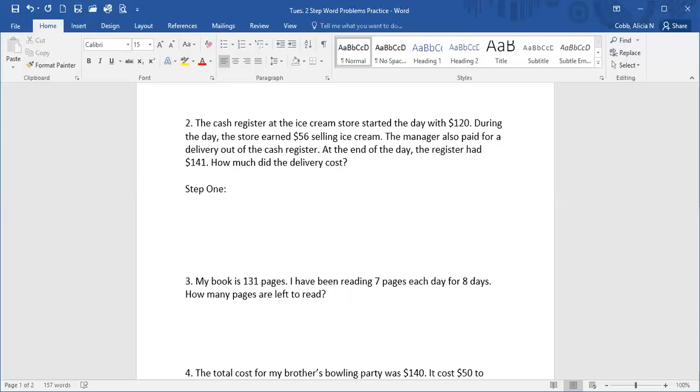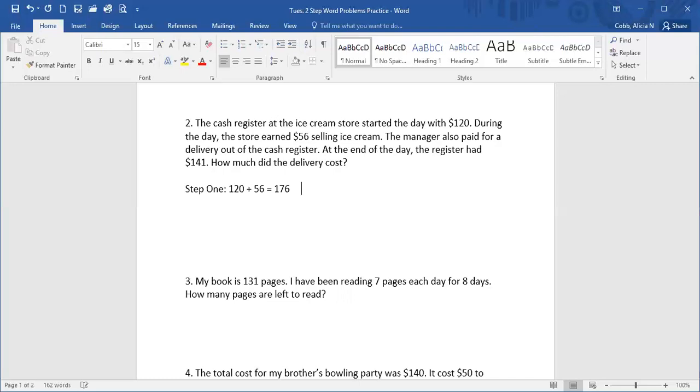So I started the day with $120. And I earned 56. So as you can see, I put a plus sign with this step because if I've earned something, that means something has increased, which means I have to add. So I have to add 56 to 120, which would give me 176.